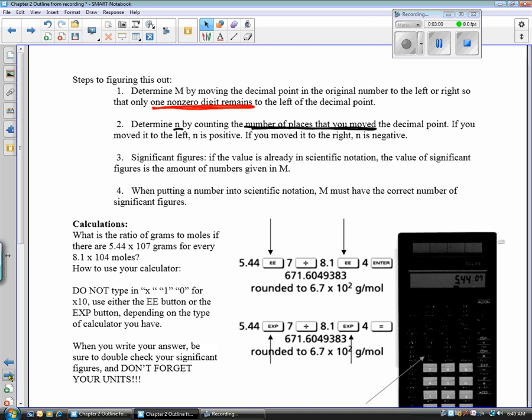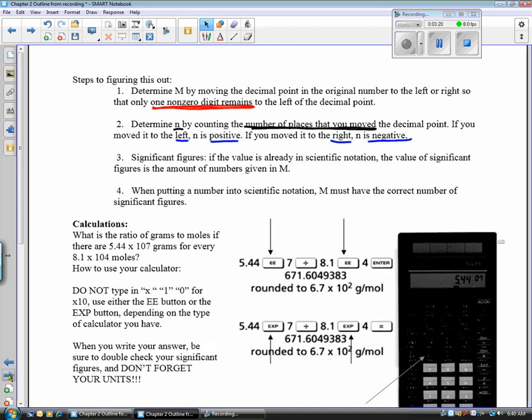Okay? If you move it to the left, it's positive. Left is positive. Move to the right, it's negative. Okay, negative is when the standard number is a decimal, a smaller number than 1. And positive n is going to be when it's a larger number than 1. Significant figures are only the ones that you use.